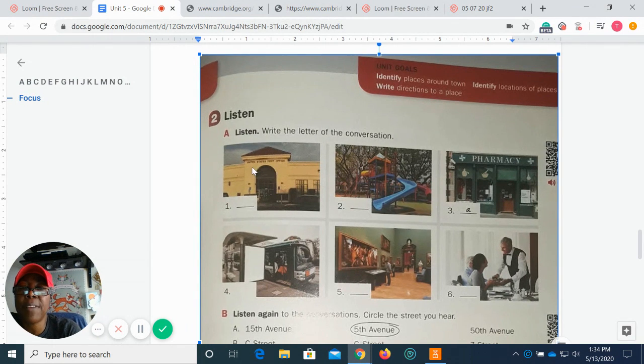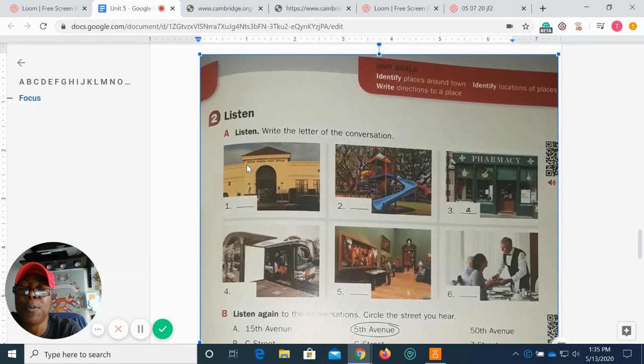So here we've got number 1 right here. Well, first let's look at our unit goals, right? Our unit goals are to identify places around town, identify locations of places, and write directions to a place. So those are our unit goals. But let's take a look at this right here. Before we listen to the conversation and write the letter of the conversation, I want us to just take a quick peek at these places.